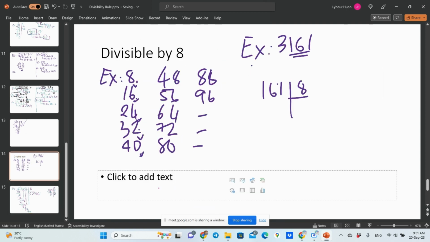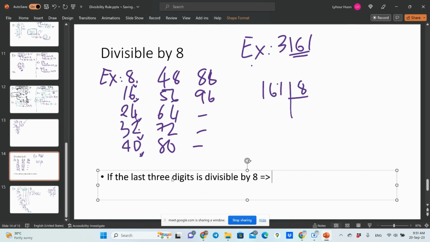So to check whether any number is divisible by 8, we need to see the last three digits number. So if the last three digits number is divisible by 8, therefore that number is divisible by 8.